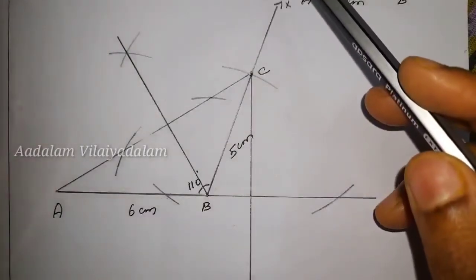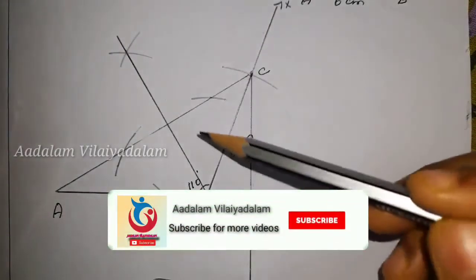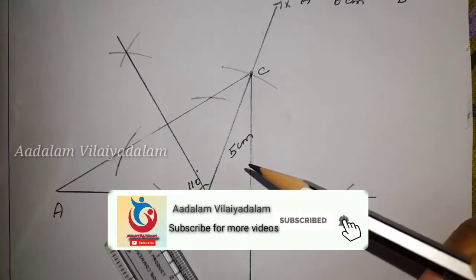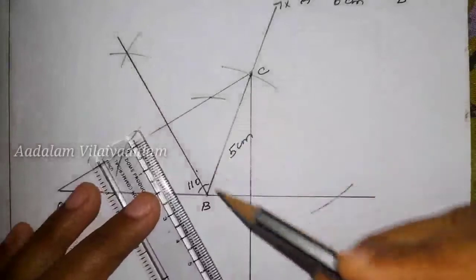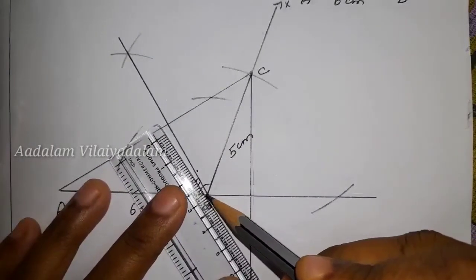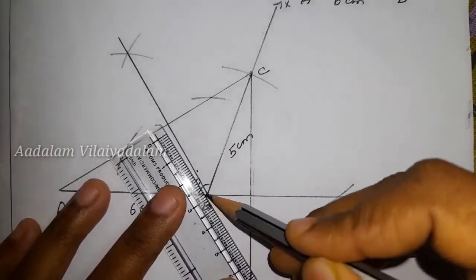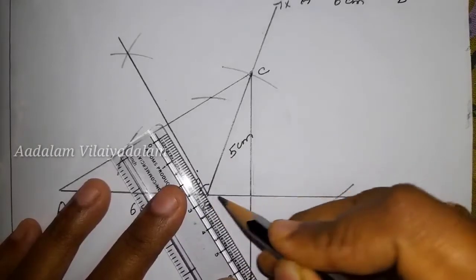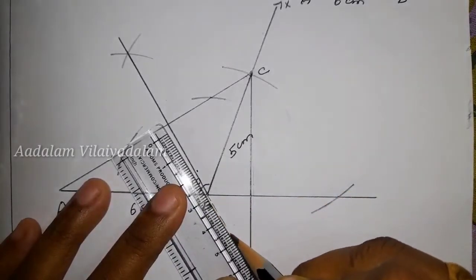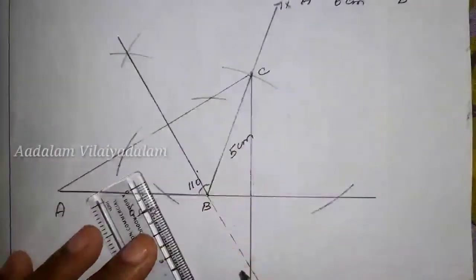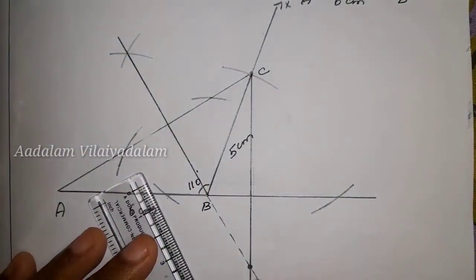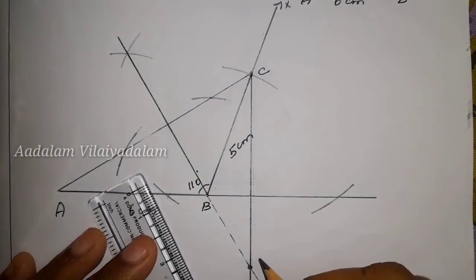Orthocenter means the point of concurrency of the altitudes of the triangle. This is the altitude of C and this is the altitude of B. Just extend the line here. This is the intersecting point of altitudes C and B. That point is the orthocenter. It is denoted by the letter H.